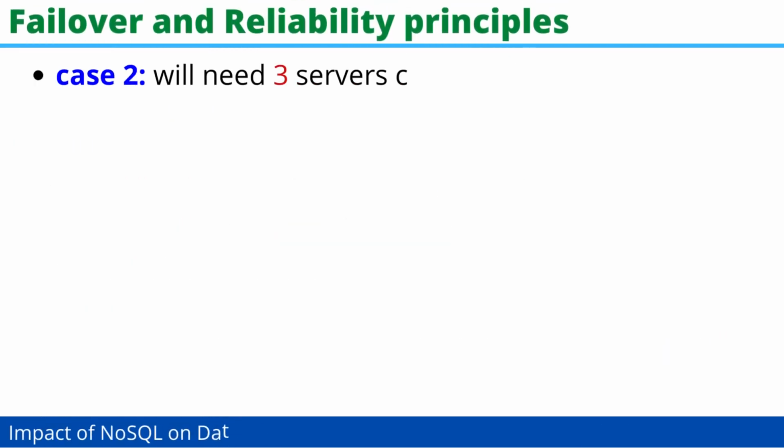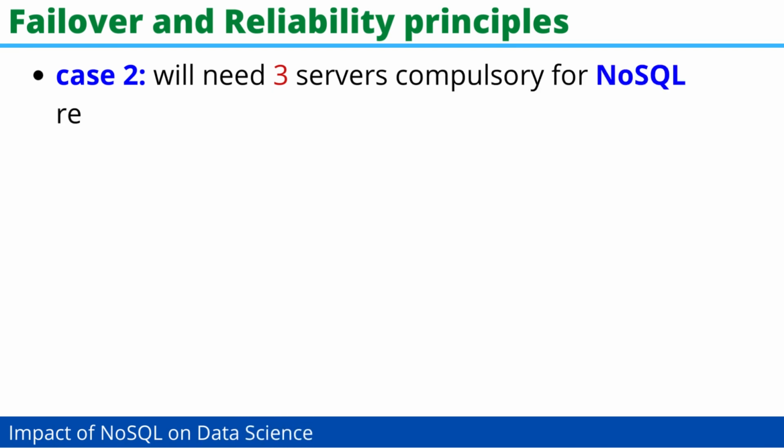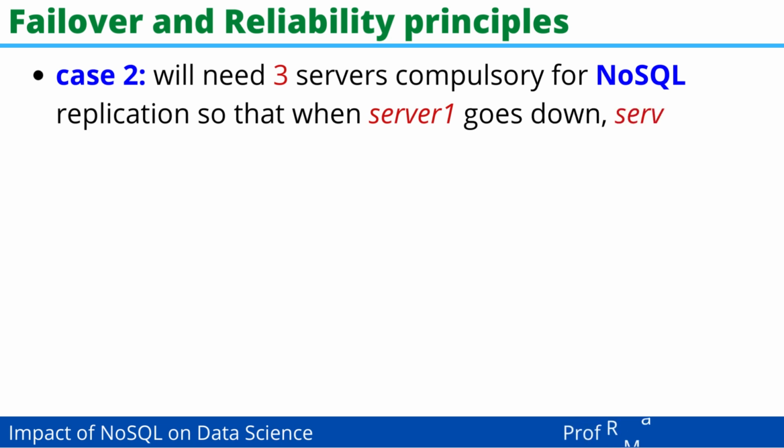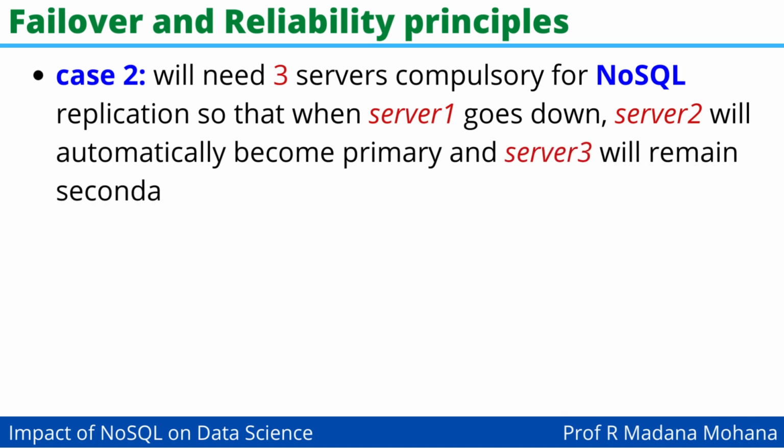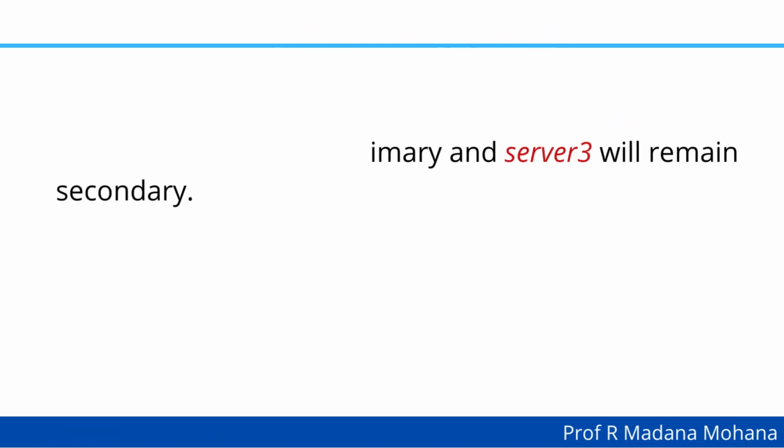Then the second situation: we need three servers compulsorily for NoSQL replication, so that when server 1 goes down, server 2 will automatically become primary and server 3 will remain secondary. This is situation 2.